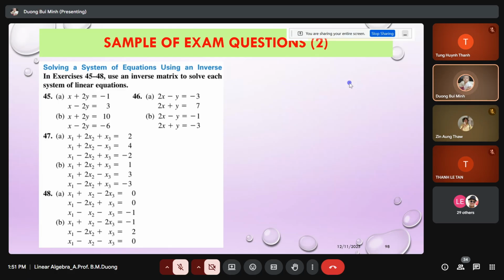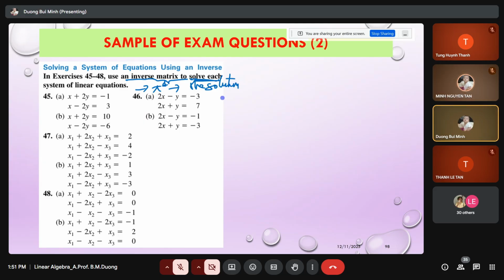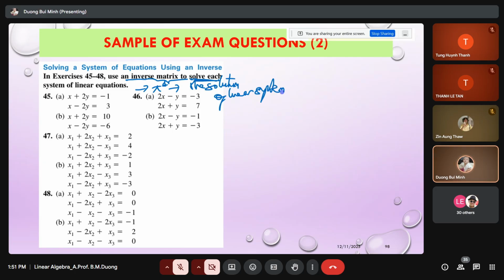Or I've asked you to determine the inverse of the matrix. When you get the inverse of the matrix, you can continue to calculate the solution and solve the linear system. That means, first of all, you need to calculate the inverse of A, and then you calculate the solution of the linear system.